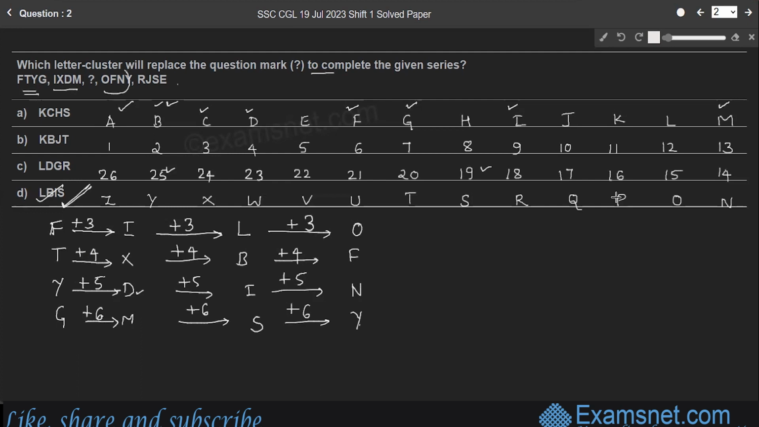So therefore, the answer is verified. Fourth letter cluster is OFLY, right? Therefore, the third cluster is LBIS. Option D is the right answer.